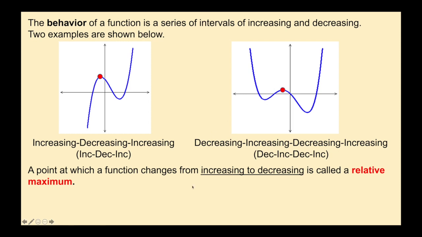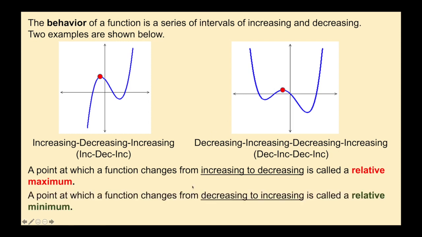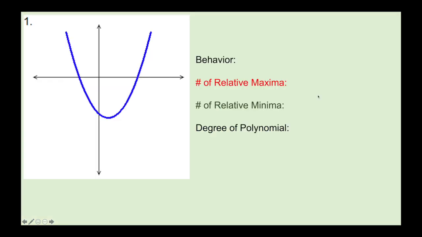Then our relative minimums are the low points of our graph. And that's going to be where we're changing from decreasing to increasing. So when we go down and then back up, that's when we have a relative minimum. And that's going to occur right here in this graph. And in this graph, there's actually two because, again, it goes down and then up. So that's one. And then over here, it goes down and then up. So that's the other one.